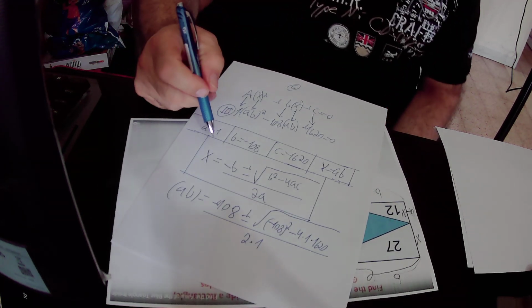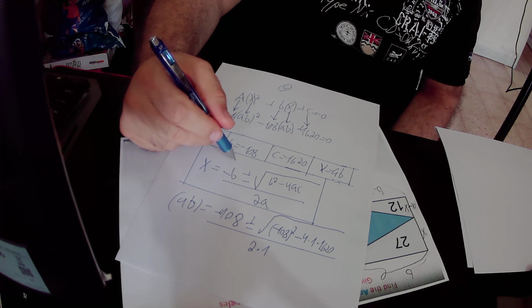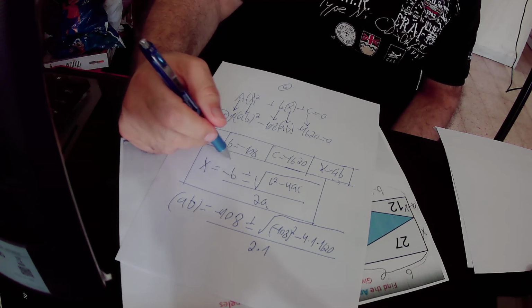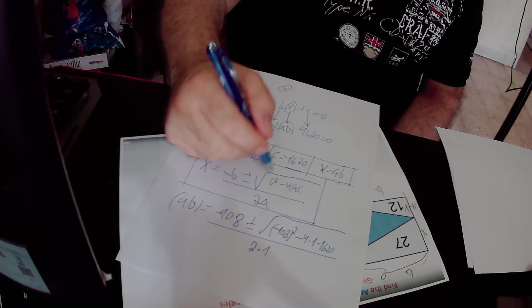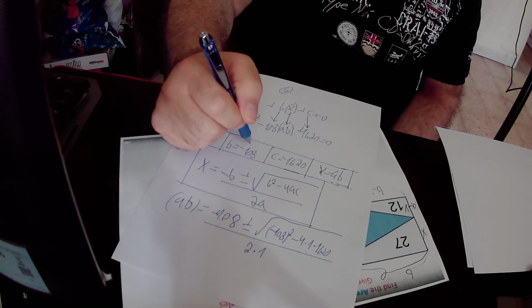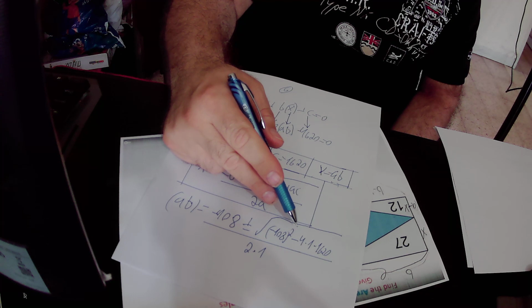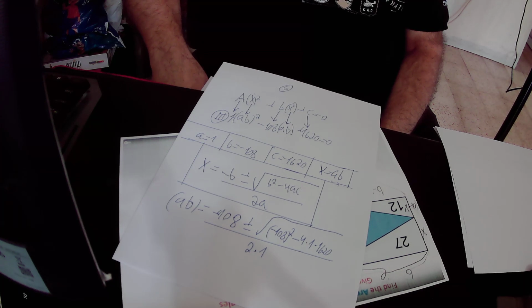Okay, so x equals A times B, and minus b, where b equals minus 108, so minus b is plus 108, plus minus the root of b squared, which is negative 108 squared, minus 4a, that is 1, times c, that is 1620. Okay, so we will do the calculations.